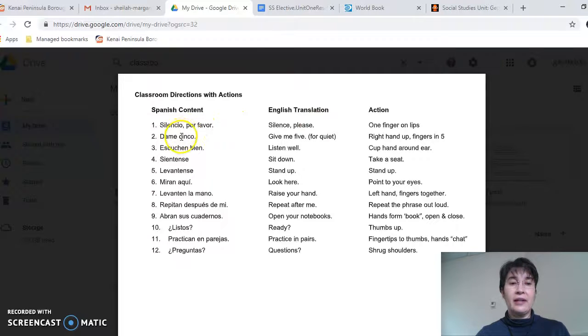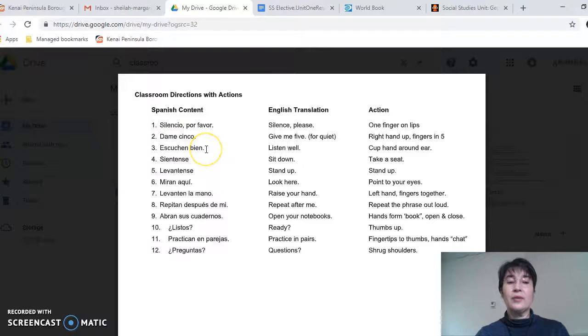Now you'll notice here, if we were looking at that as English speakers, we would more than likely pronounce that word dame, because in English we have a silent E. We don't have silent E's in Spanish. So it's dame cinco, give me 5, and that's for quiet.